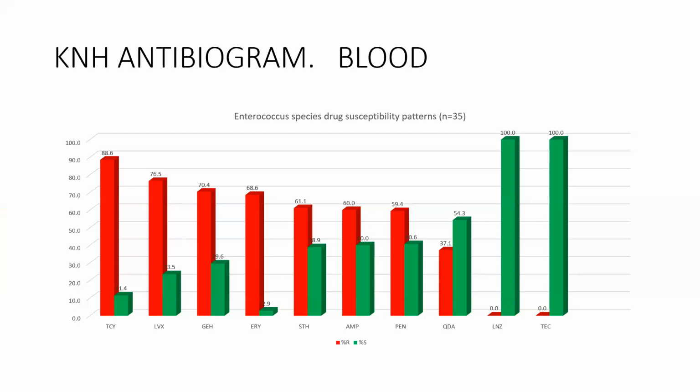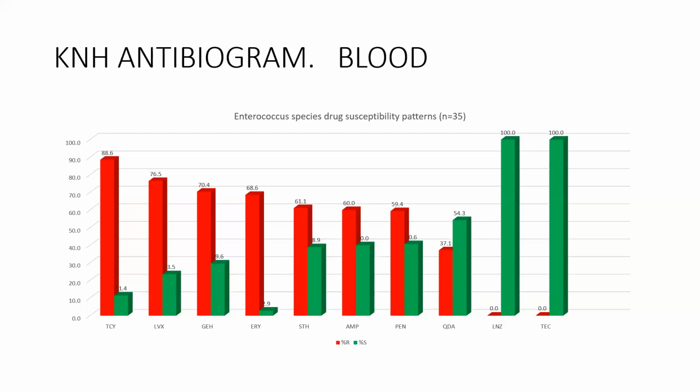The KNH antibiogram is from July, August, September, the last 3 months. For Enterococcus species, the red one shows you resistance and the green one shows the sensitivity, susceptibility. So for Enterococcus species, tigecycline, levofloxacin, gentamicin high dose, erythro, ampicillin, penicillin, colistin, basically our choices are really limited.